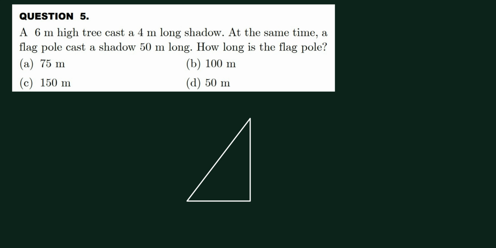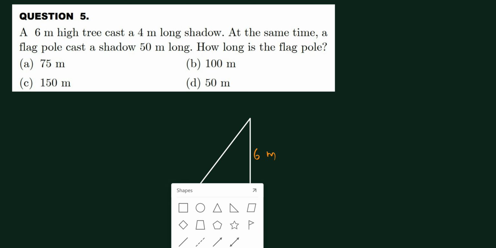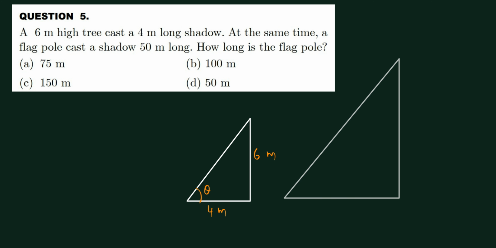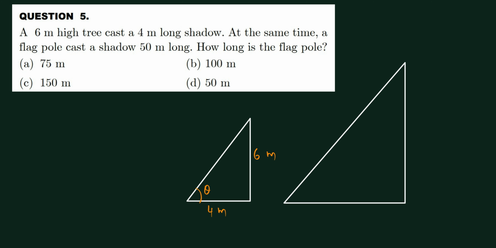So let us say this is the tree, height 6 meter, and its shadow is 4 meter. So this is tan theta. At the same time, one flagpole casts a shadow 50-meter long. Let us say this is the flagpole. We don't know the height of the flagpole, let us say that is H, and the flagpole casts a shadow of 50 meter long.